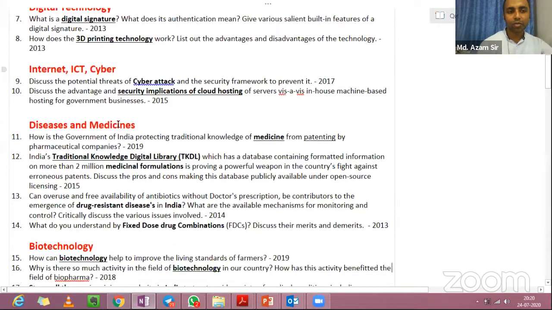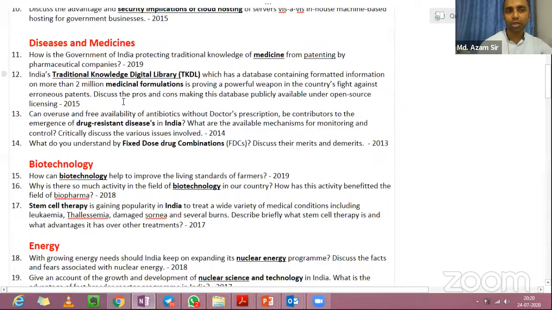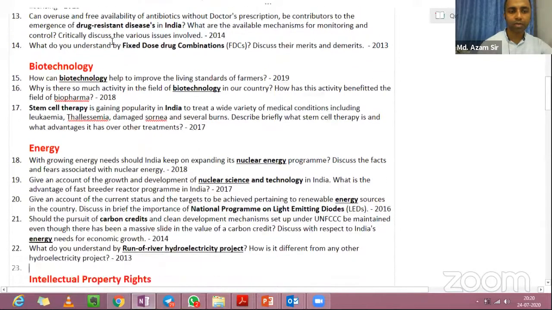Then in the case of disease and medicines, you can see the question or the topic of prelims and mains are the same. So such topics should be prepared in such a manner that not only prelims but even mains questions can be attempted. Same is the case with biotechnology. This topic was there in prelims as well as mains.